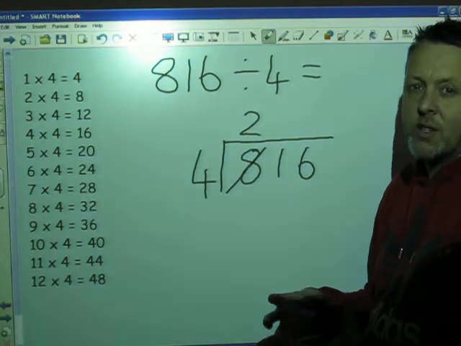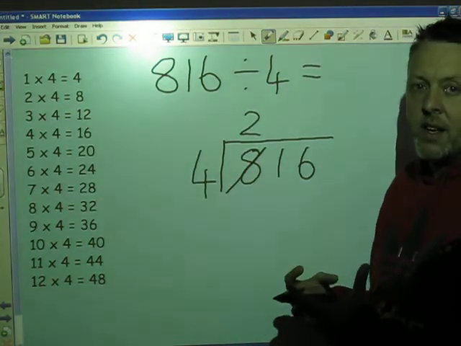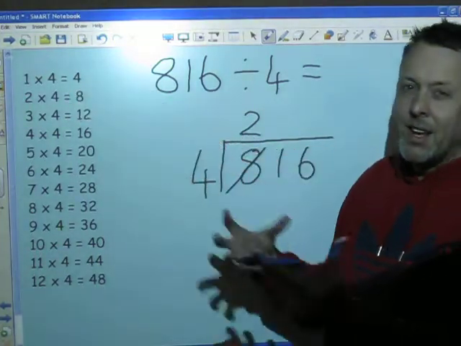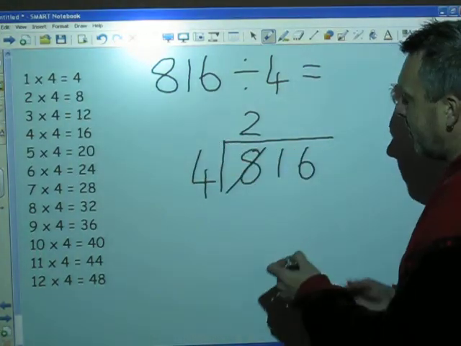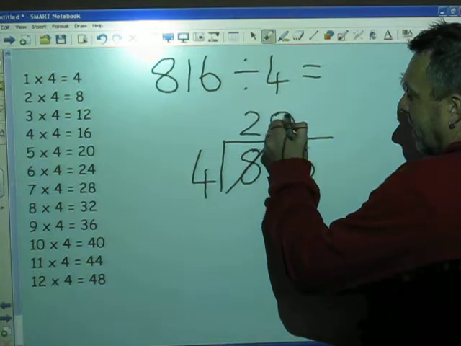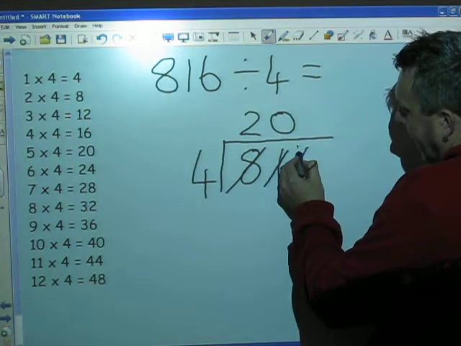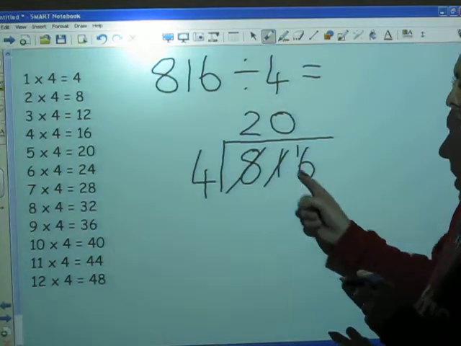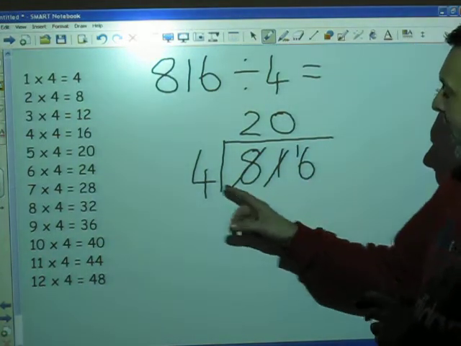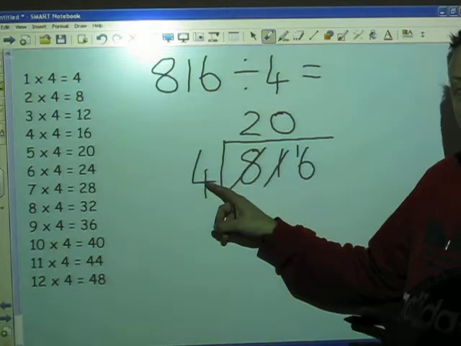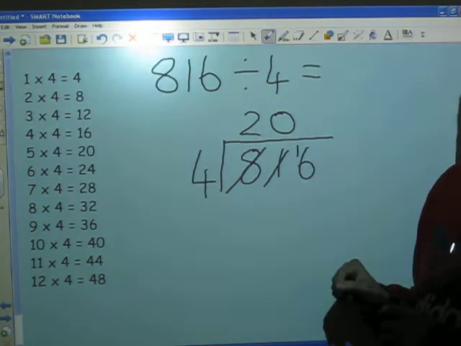How many 4s go into 1? Well, we can look up here. No 4s go into 1. So I'm going to put a 0 up here. I'm not going to forget this one. I'm going to cross it out and now I'm going to move it over so that it's paired up with the 6. So now I'm asking how many times will 4 go into 16?